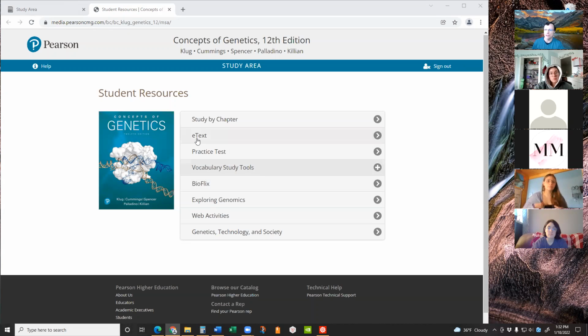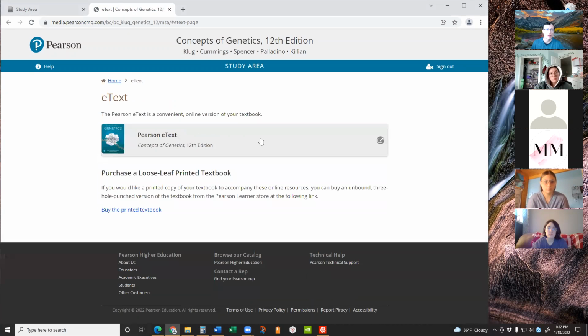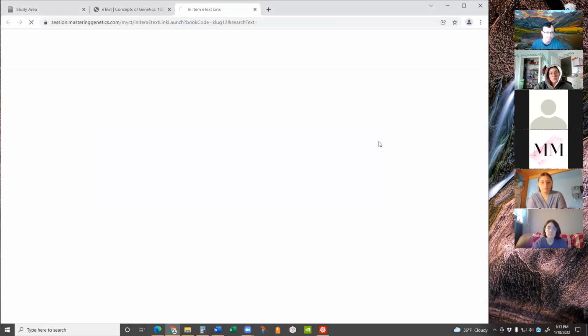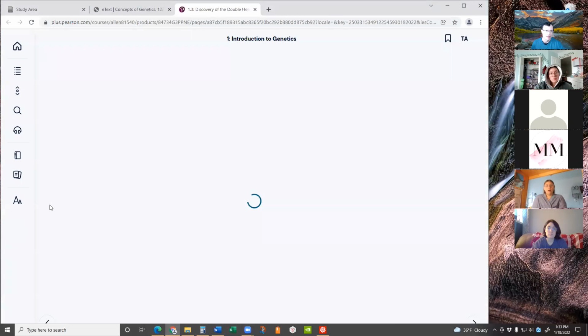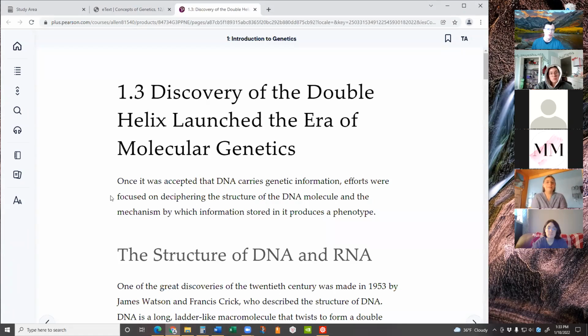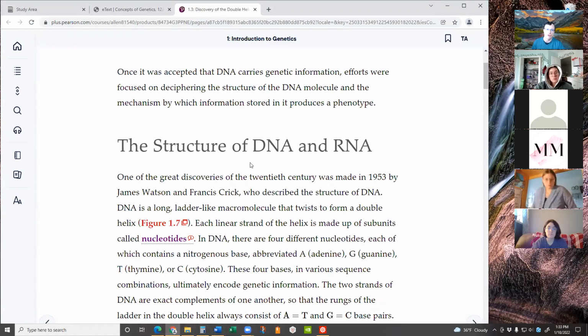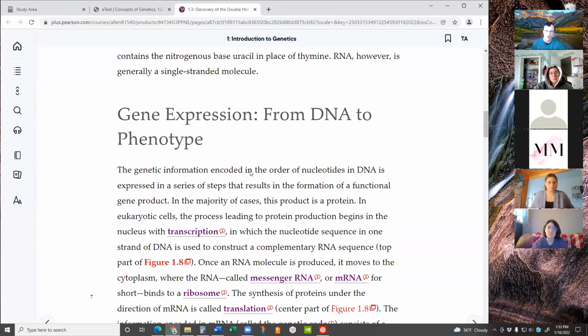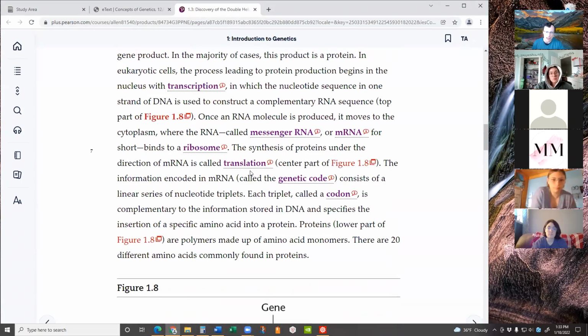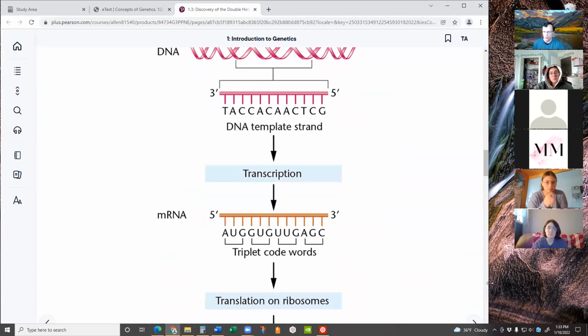Obviously, one of the biggest things is the electronic text. By registering for this course, you have purchased digital access to the textbook. If I click on e-text, it's going to open up the e-text. Hopefully you have a decent internet connection. And there we go: Introduction to Genetics, the structure of DNA and RNA, all this kind of good stuff. So the textbook should be accessible to you.